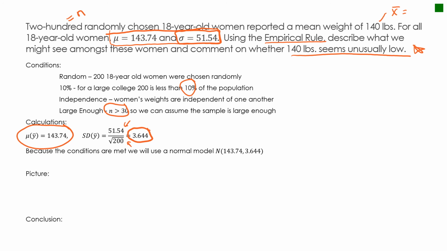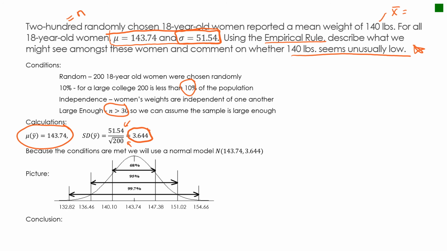And again, now I'm just going to draw a picture. And when I draw a picture, I'm starting with my 143.74 in the middle. I'm adding that 3.644 as I go to the right and subtracting as I go to the left. And if I were just asked to use the empirical rule, I would be done and I would say 68% of the time I expect between this and this, etc.